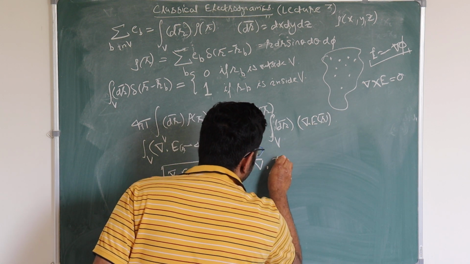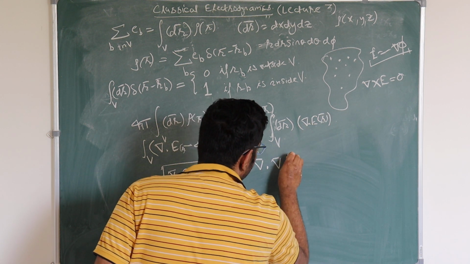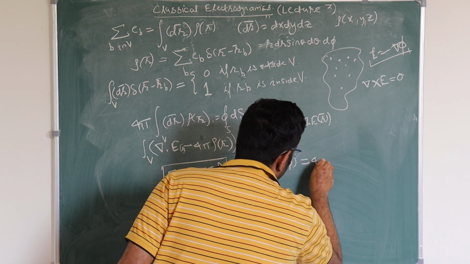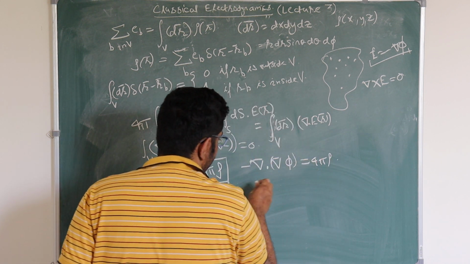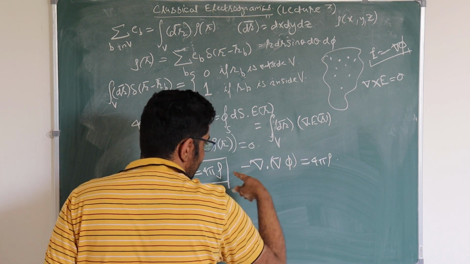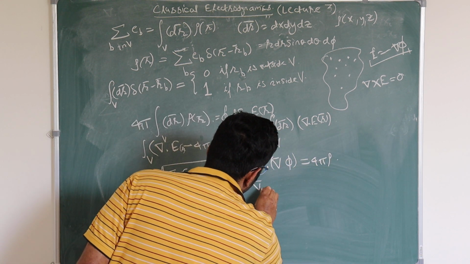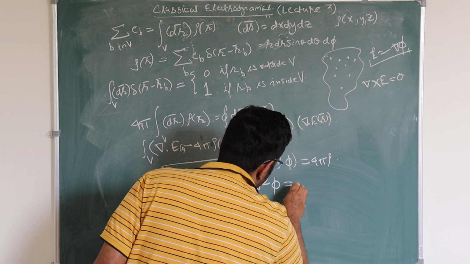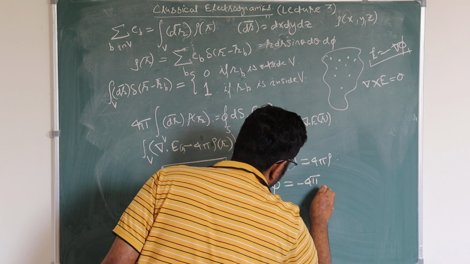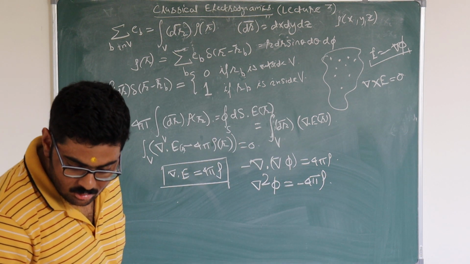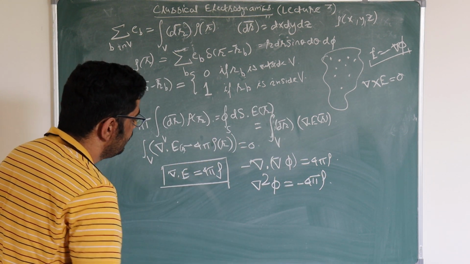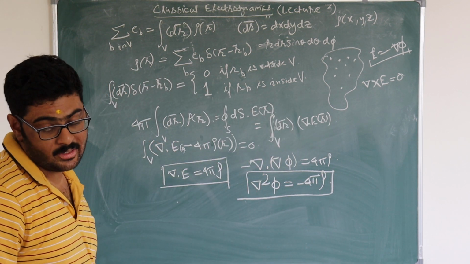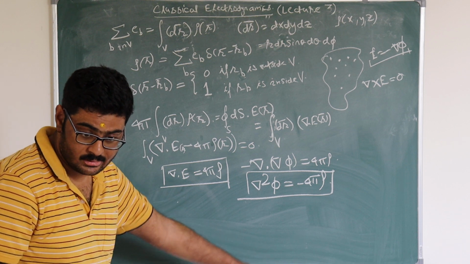Negative comes out of phi, and we get 4 pi, and put this negative over on the right hand side, and we get the Laplacian of phi equals minus 4 pi rho. This is called Poisson's equation.